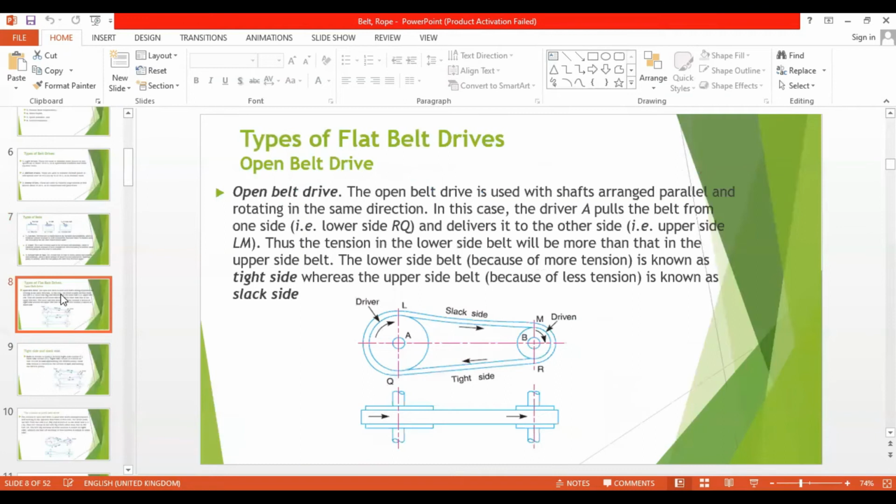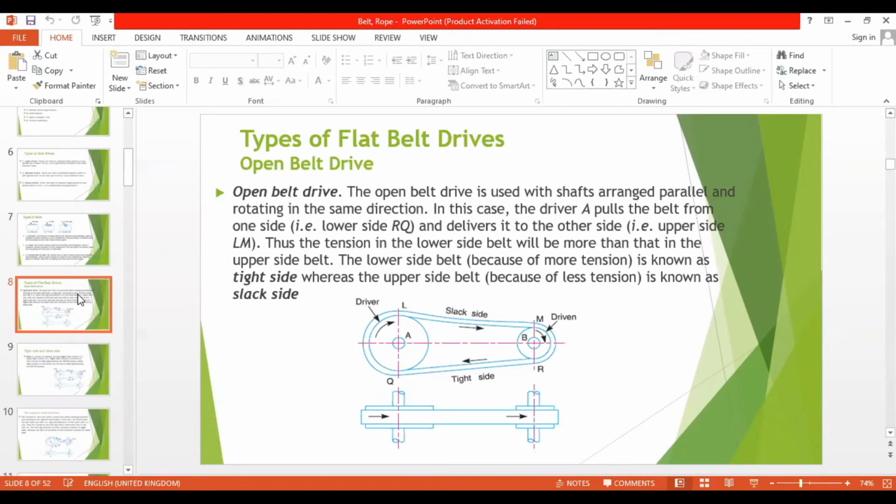Okay, types of flat belts. Now in flat belts we are classifying. The previous case was the classification of belt drives: flat belt is one, V belt is the other, and the circular belt. Now we need to classify within these flat belts. First one is the open drive. There's another one which is called the closed drive. We'll see that one in the next slide.